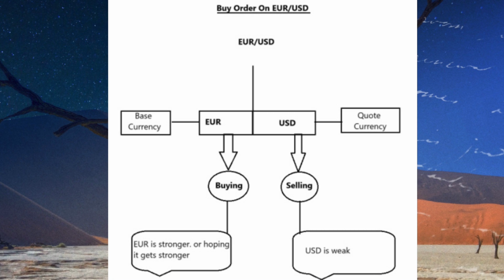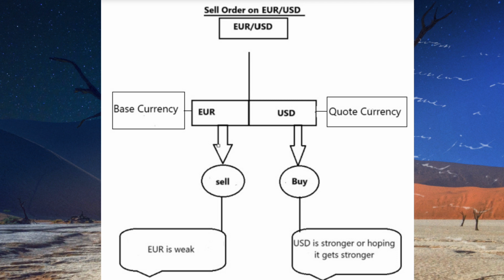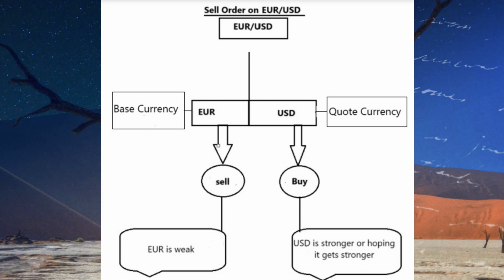So what does it mean when you place a sell order on Euro USD? What it means is that you are buying the dollar and you are what? Selling the euro. That means you are saying the dollar will be valuable, the dollar will be strong, so you are buying it and you are what? Selling the euro. So that's what it means when you place a sell order. I hope I've been able to clarify this.